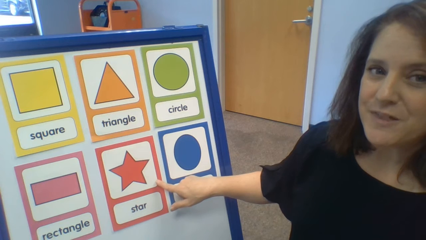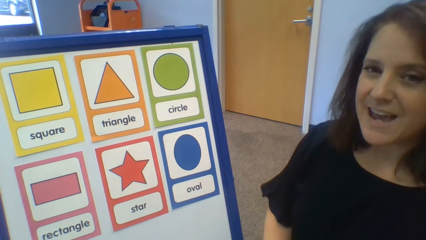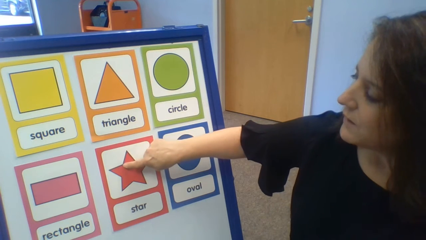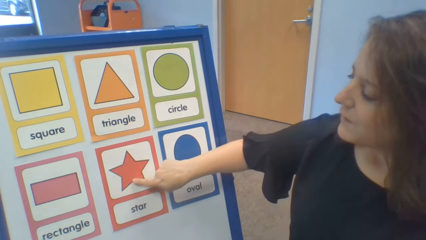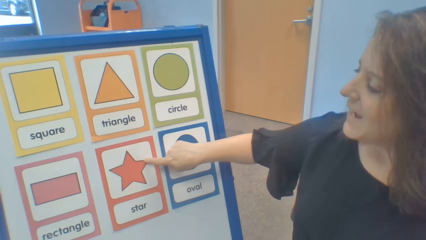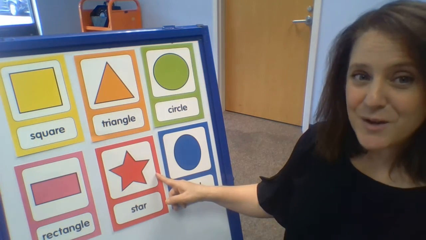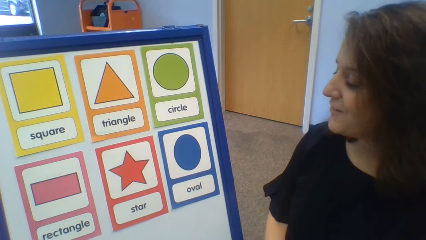Oh, I bet you know what this one is. This red, what shape is that? This has lots of sides. 1, 2, 3, 4, 5, 6, 7, 8, 9, 10. What is that? Do you know? It's a star. Very good.